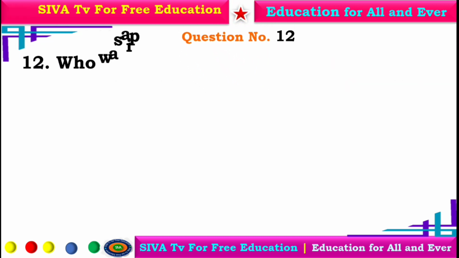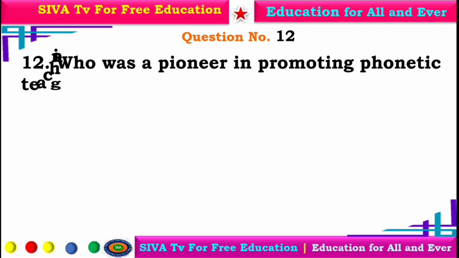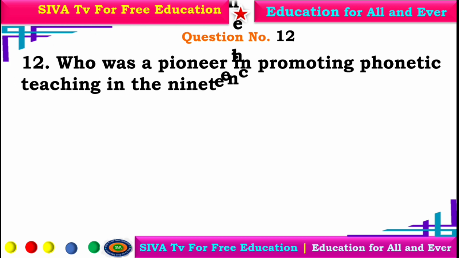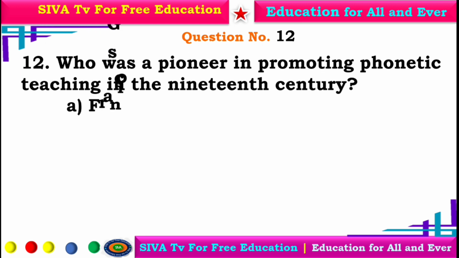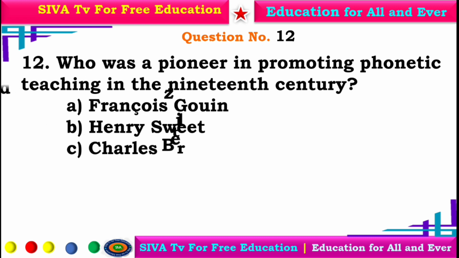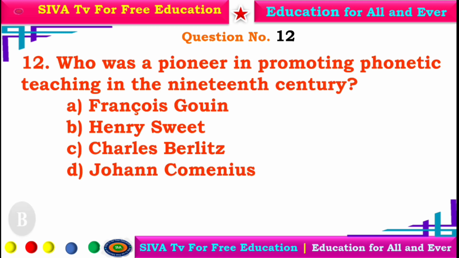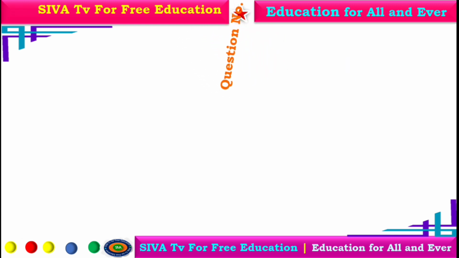Question number 12. Who was a pioneer in promoting phonetic teaching in the 19th century? Option A, Francois Gouin. Option B, Henry Sweet. Option C, Charles Berlitz. Option D, Johann Comenius. The correct answer is option B, Henry Sweet. Question number 13.